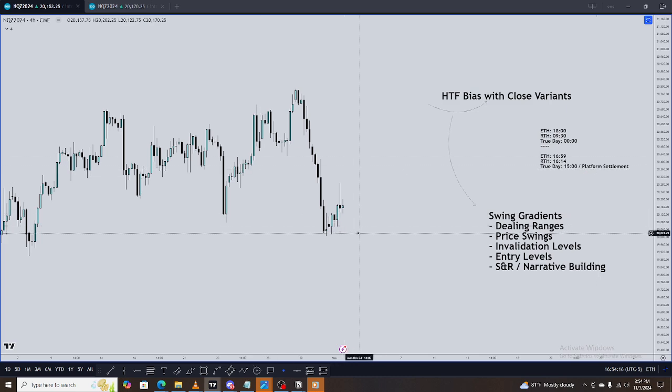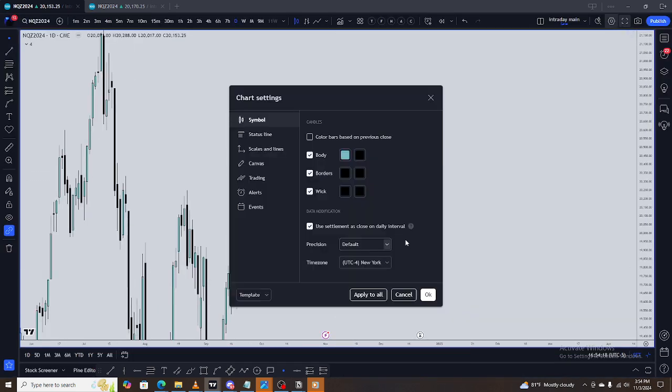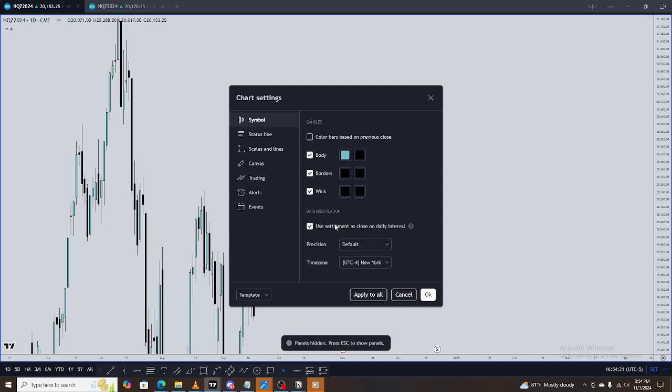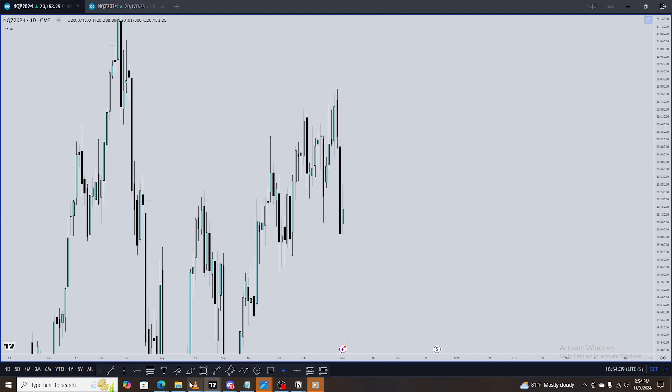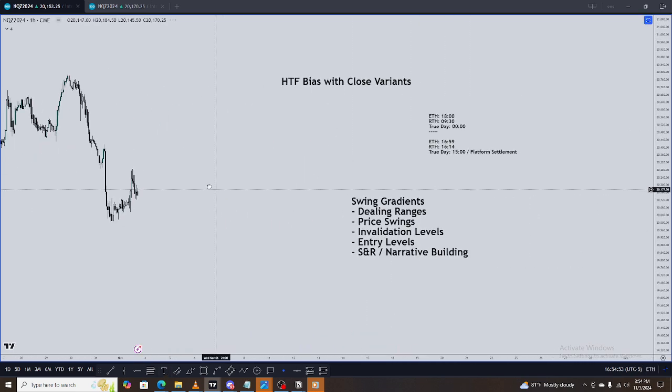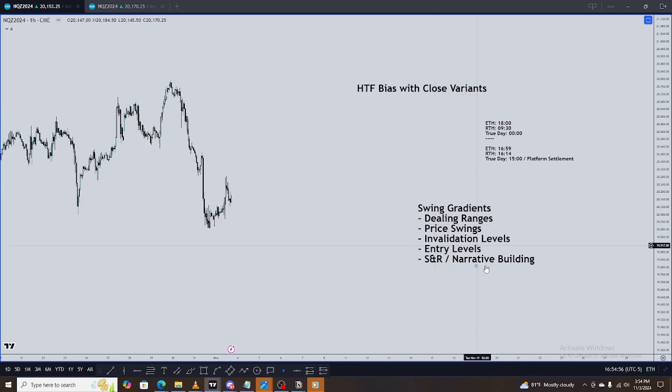But all I know is that with TradingView, if you go to the daily chart, we can use settlement as close on daily interval. And we can see that if we toggle this, we'll have a different value plotted than if we were to use the other two, electronic trading hours and regular trading hours closes, right? And so there are 3 different anchoring points where you can anchor that closing price. Hopefully by that demonstration, you can get a glimpse at where I'm going with this, right?